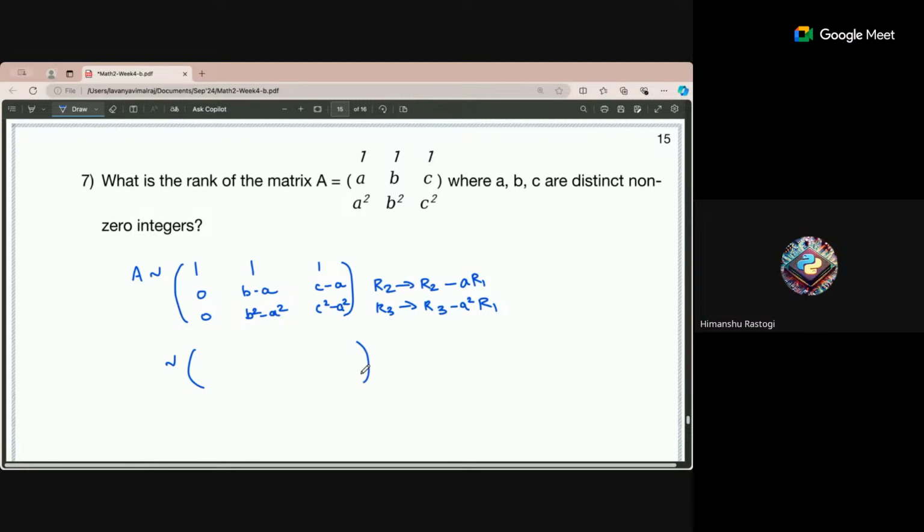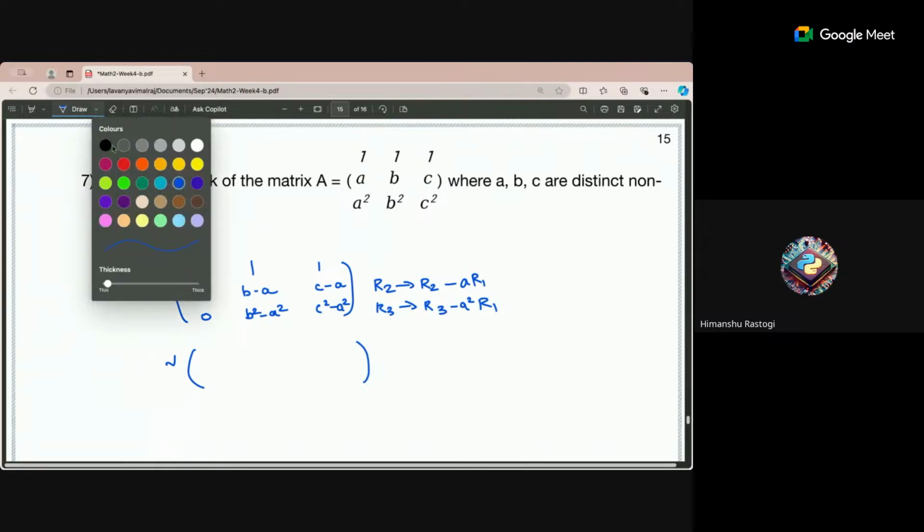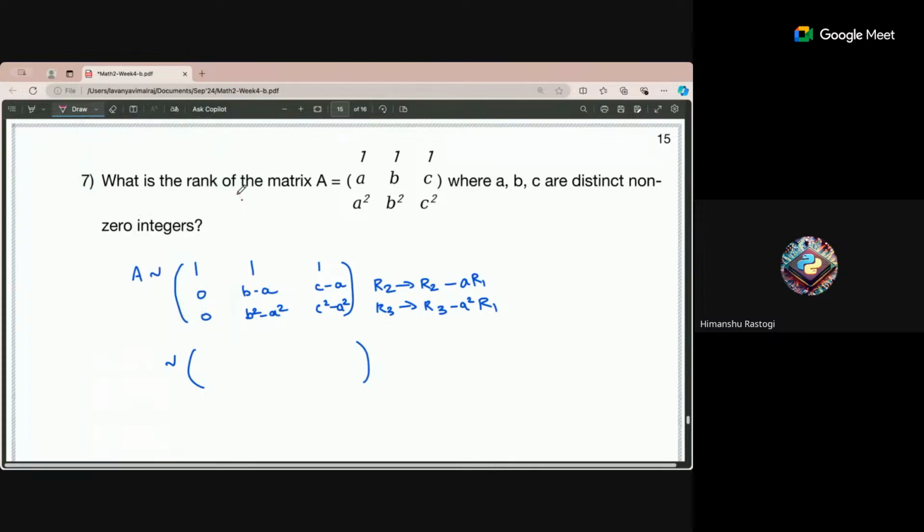R3 divided by B squared minus A squared. How do you know B squared minus A squared is non-zero? A, B, C are distinct non-zero integers, so their squares will also be distinct, and the difference will always be non-zero. See, minus 1 and 1 are distinct numbers, yes or no? Their squares are not distinct, right?